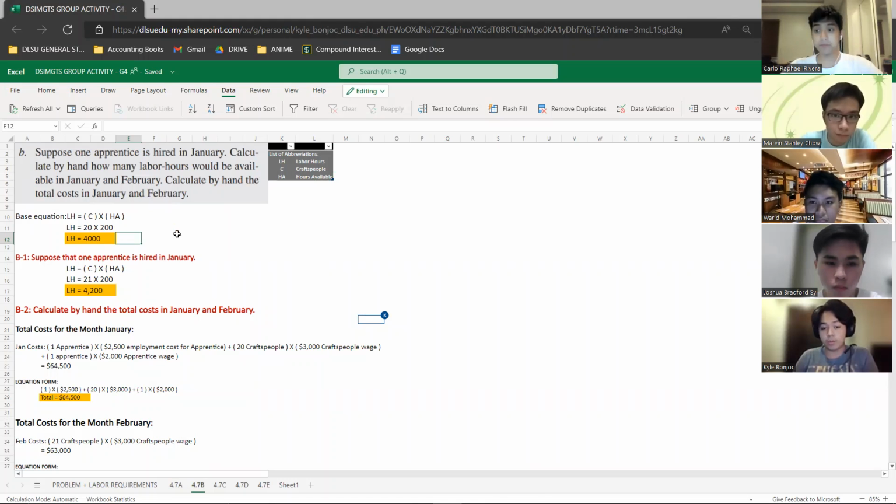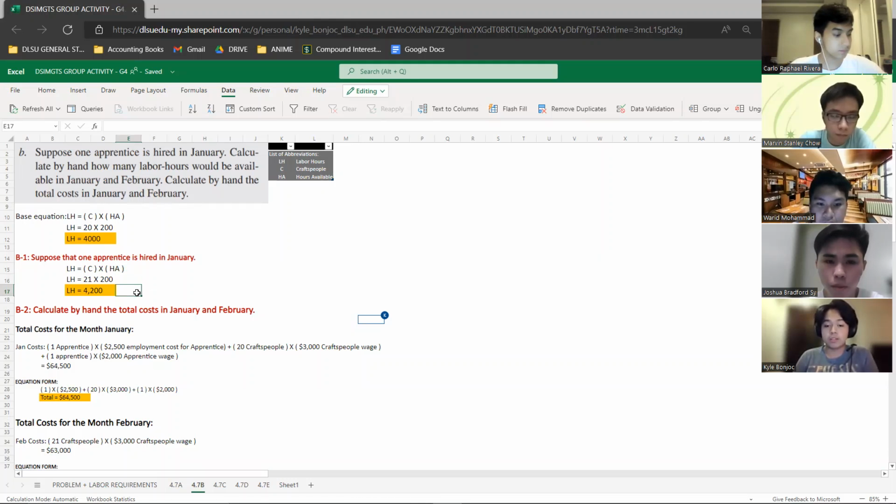With that, we can solve the first condition, supposing that one apprentice is hired in January. Still following our base equation, LH is equal to C times HA. You will notice that C is now 21. This is, of course, because as stated in the problem, there was a new hire in January. Following that, we reach a total of 4,200 hours available.